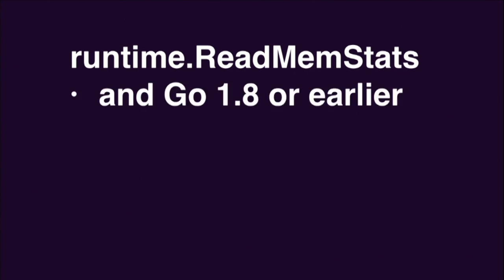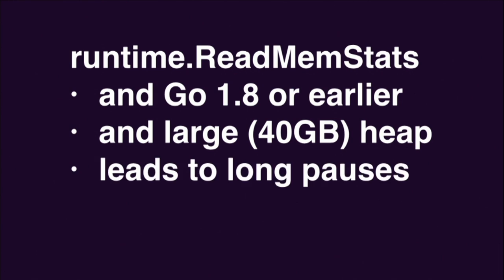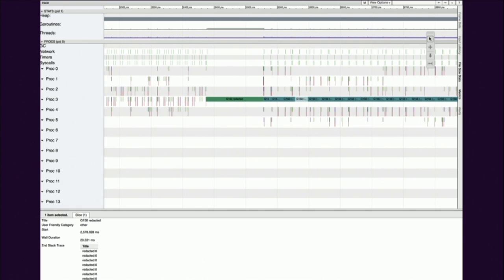Because this particular server is running on Go 1.8 or any earlier version, and because it has an enormous heap, 40 gigabytes for this one, we get these long pauses. The implementation of runtime.ReadMemStats had for a long time just looked at basically all of the memory of the program in order to give its answers as to how much memory is in use. This is fixed in Go 1.9. You probably just have to upgrade if this bug affects you.